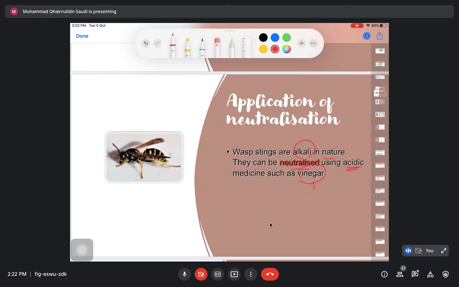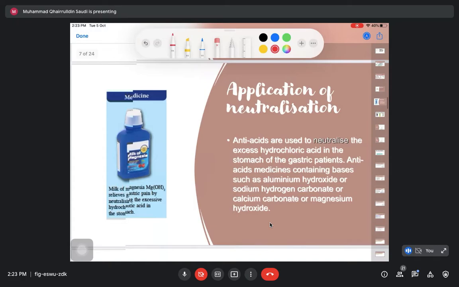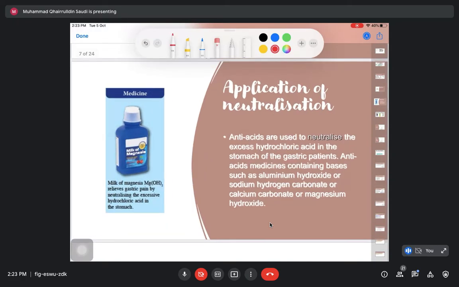Vinegar is a weak acid. We don't use strong acid on our body because strong acid is very corrosive. Don't use strong acid. Okay. Next one, application of neutralization in medicine.